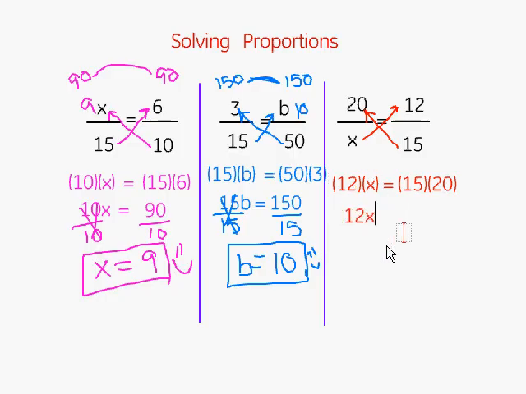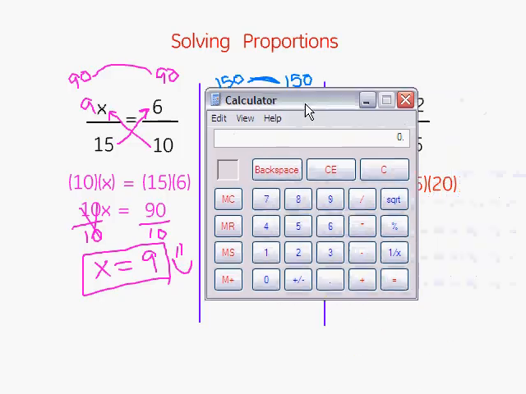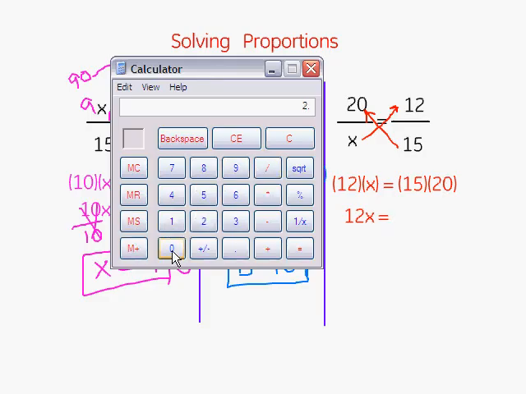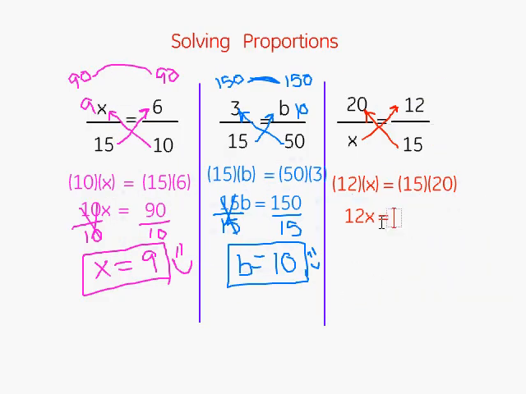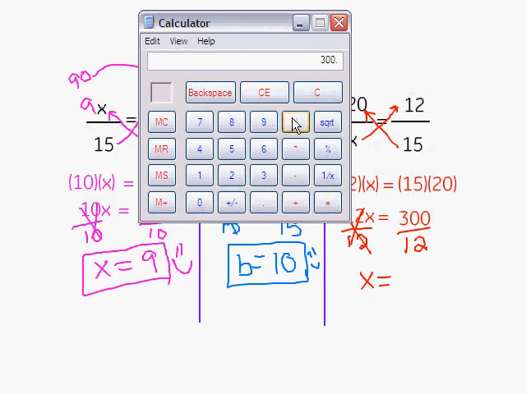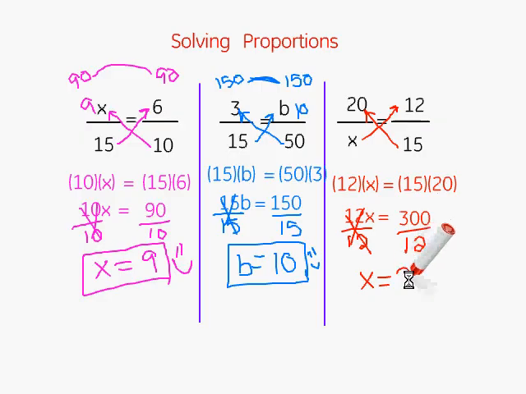Now I have 12 times x, which simplifies to just 12x again. Then we have 15 times 20. Pull out my calculator. 15 times 20 gives us 300. So on this side here, we get 300. So 12x equals 300. Again, our last step to solve for x is to do the inverse or the opposite. So the opposite of multiplying x by 12 is to divide by 12. Again, whatever I do to one side, you have to do the other. 12 divided by 12 gives us 1x. 300 divided by 12, pull back my calculator again. 300 divided by 12 gives us 25. So we get x equals 25.